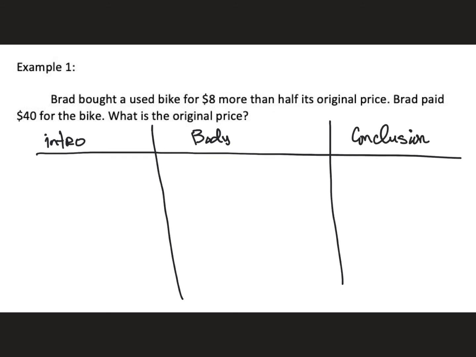But first of all, we have to read the question. Brad bought a used bike for $8 more than half of its original price. Brad paid $40 for the bike. What is the original price? Remember, we're going to define a variable. Let x equal the original price of the bike.